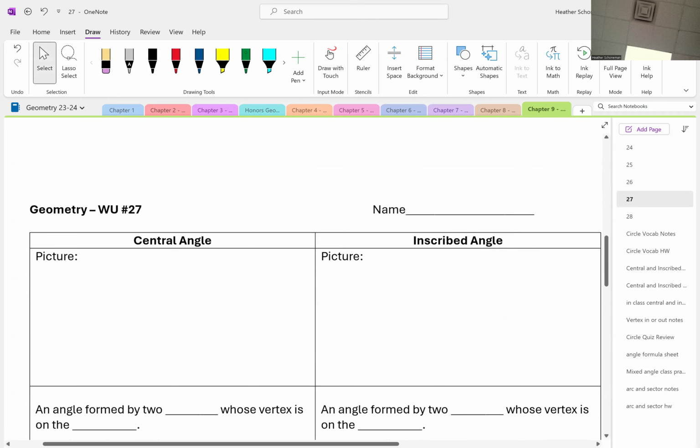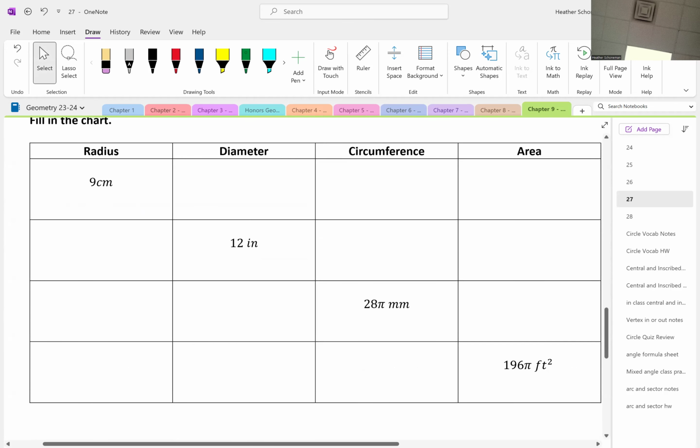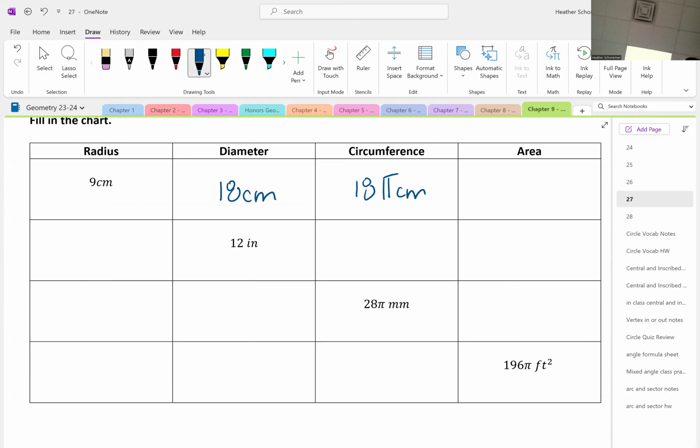All right. For your quiz, you also need to be able to fill in one of these charts. We have done a bunch of them. Remember, if the radius is 9, that means the diameter is 18. The circumference is 18 pi. And then to get the area, you square 9 and get 81 pi centimeters squared.